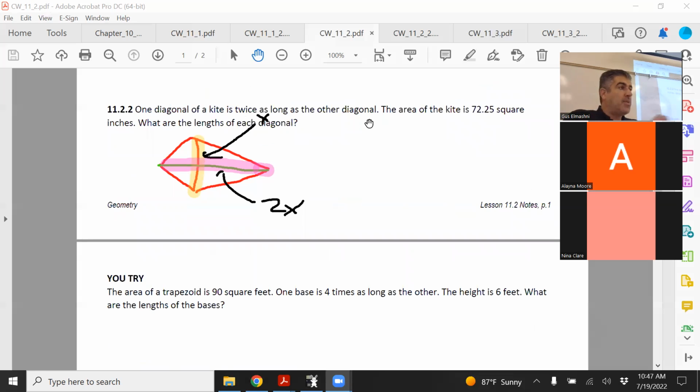So there you go. That's problem solving skills. Whatever you don't know, give it a variable, call it X. The other thing you don't know, see how it's related, right? They tell you it's twice as long, make it 2X. And use the formula. So that's just problem solving skills.